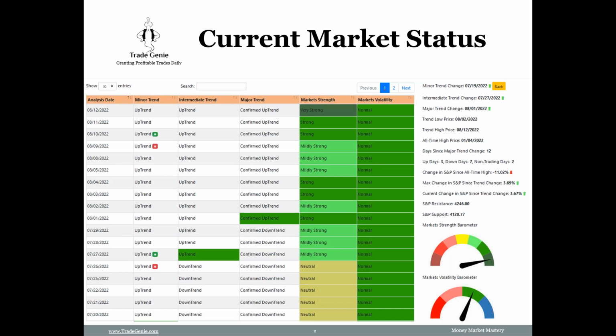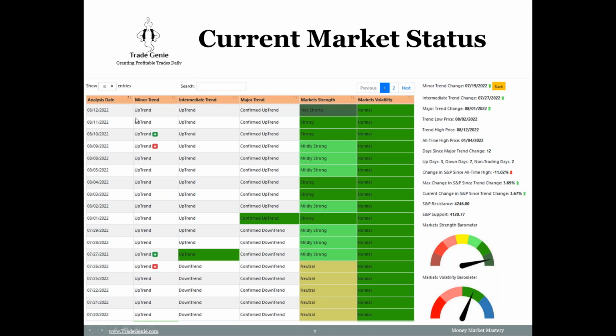I can run this analysis during the day, but if I am concerned that something major is changing, I need to know what my system is telling me. So this report has 5 sections. You see that this is the analysis date. This report was generated based on the market close on 12th of August.